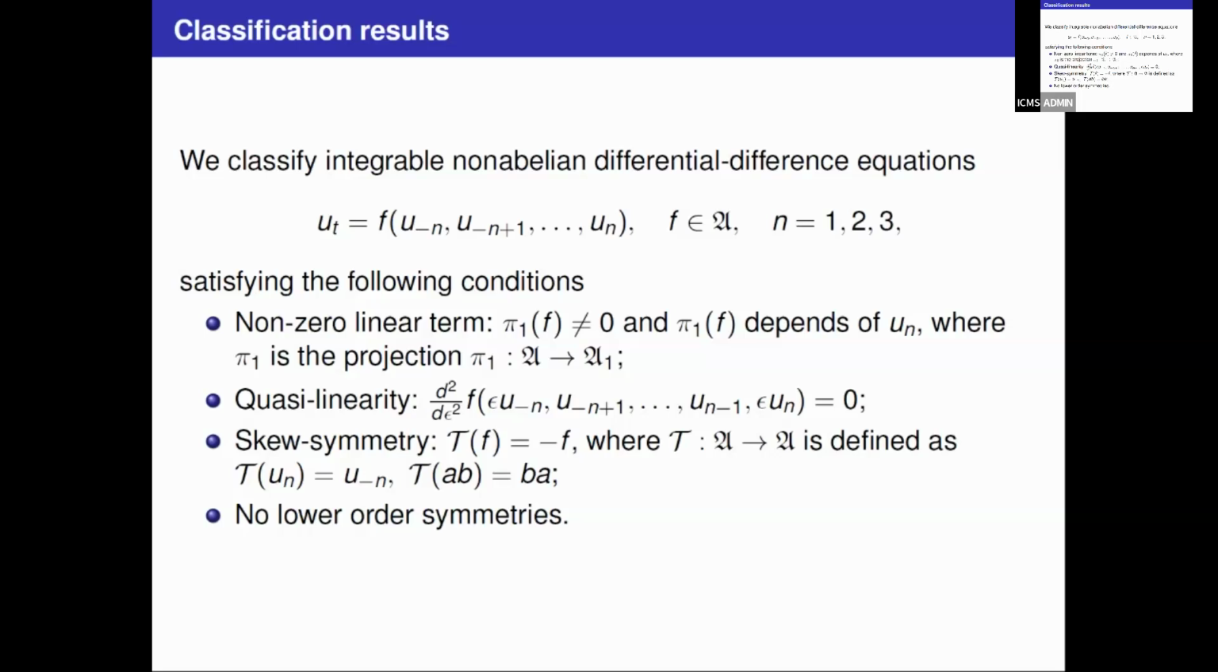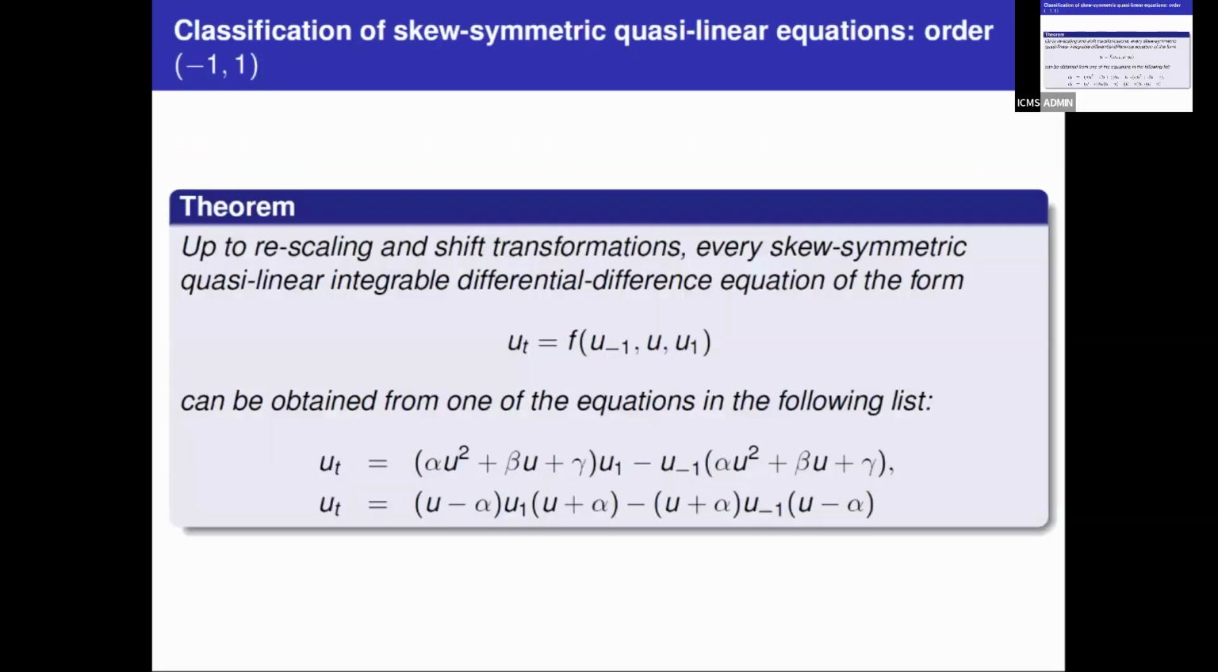And finally, for equations of order greater than 1, no lower order symmetries. So, first theorem, equations of order -1, 1. Every equation of order -1, 1 can be obtained by shift and rescaling from these two. This is the linear equation, Volterra and modified Volterra.